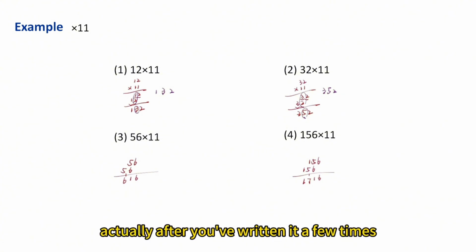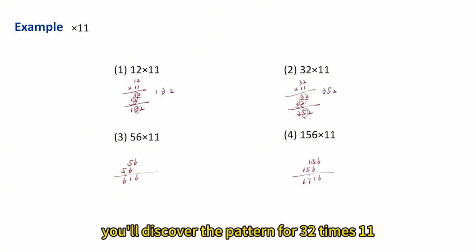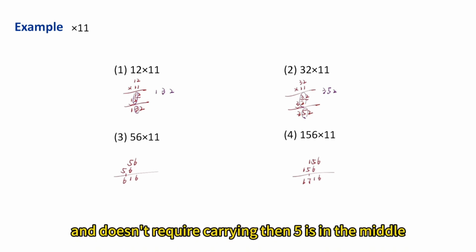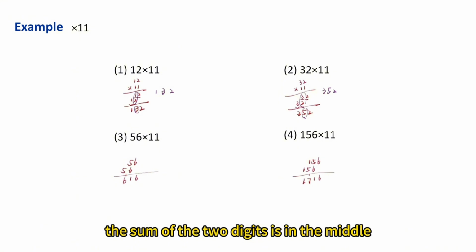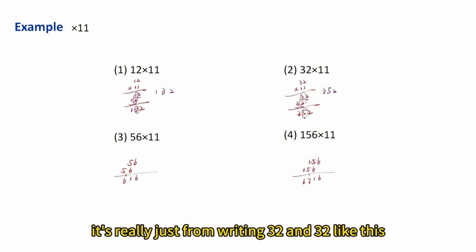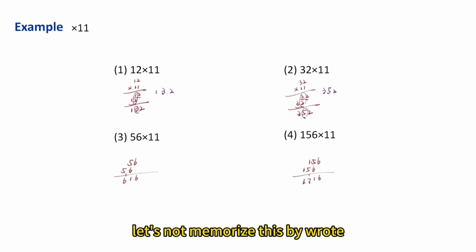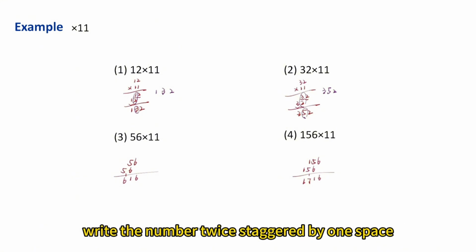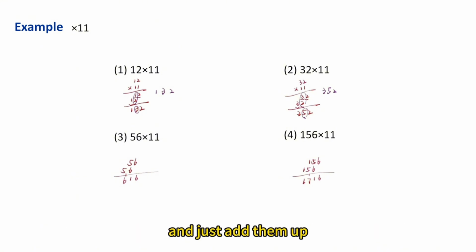Actually, after you've written it a few times, you'll discover the pattern. For 32 times 11, if 3 plus 2 is just 5 and doesn't require carrying, then 5 is in the middle. The sum of the two digits is in the middle. Put the 2 in the back, the 3 in the front. It's really just from writing 32 and 32, like this. Let's not memorize this by rote, okay? Even if you forget one day, what should you remember about multiplying by 11? Write the number twice, staggered by one space, and just add them up.